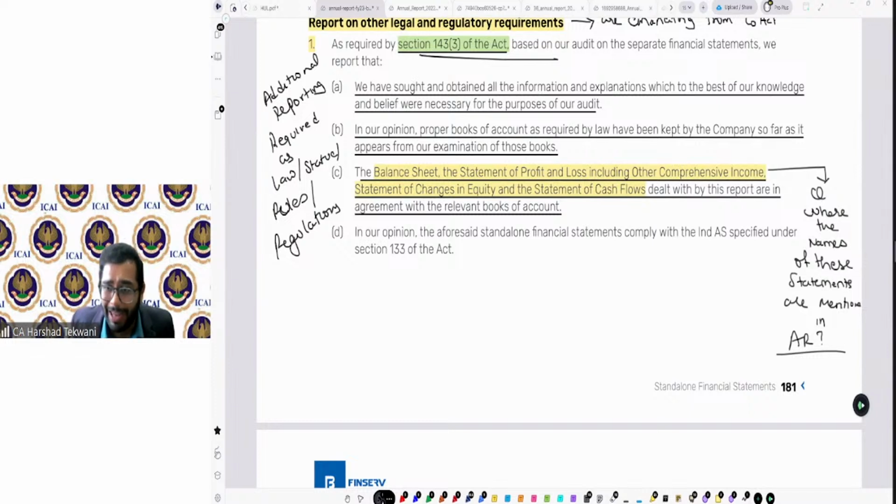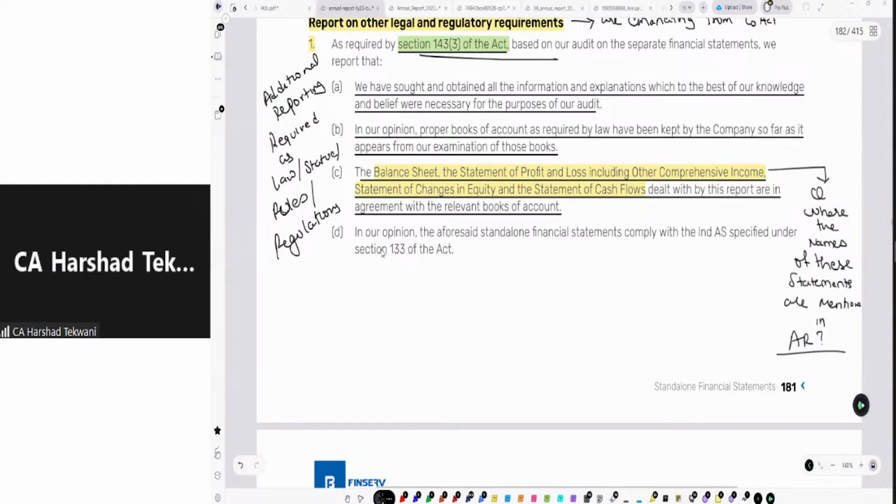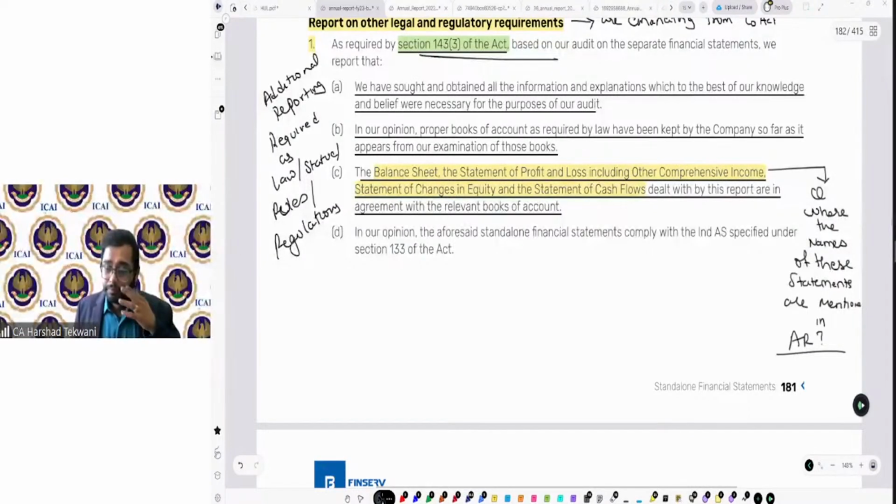Very good, Shruti. Very good. Come on, guys, come on. Which is that paragraph? Very good, Tanisha. Good. Anyone?